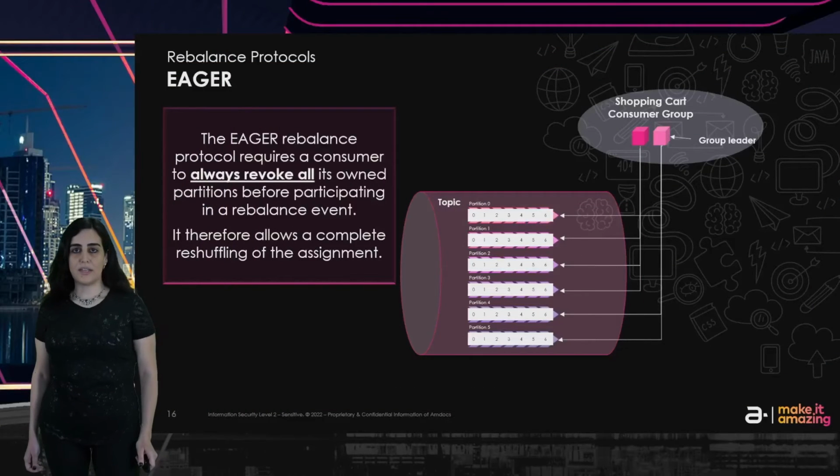Here the idea is that whenever we have a rebalancing, all the consumers must revoke all their own partitions. So if we take our example, now we have the shopping cart group with 2 members, and we are subscribing to a single topic with 6 partitions. So now we have an assignment of 3 partitions to each one of the members.